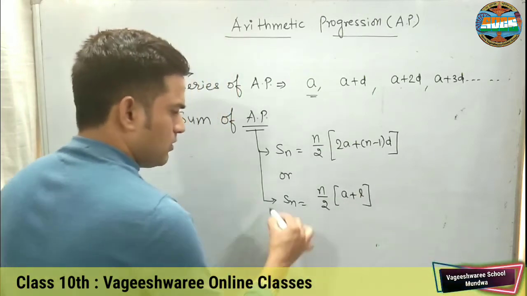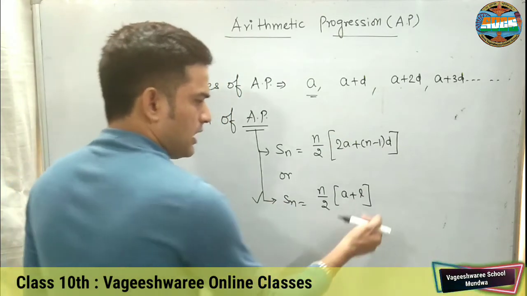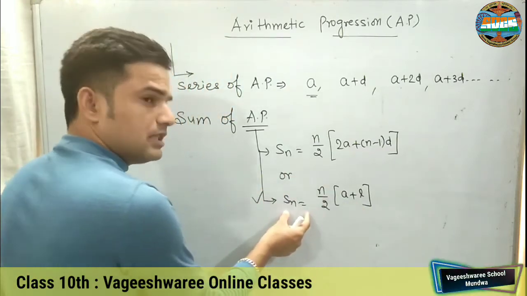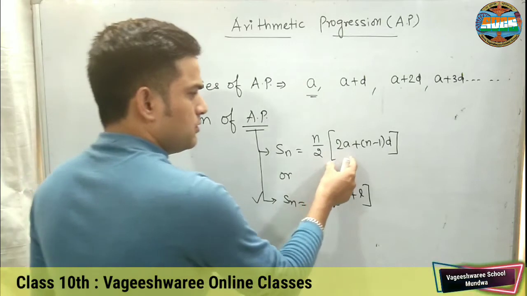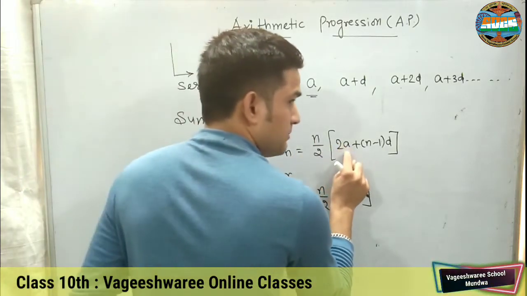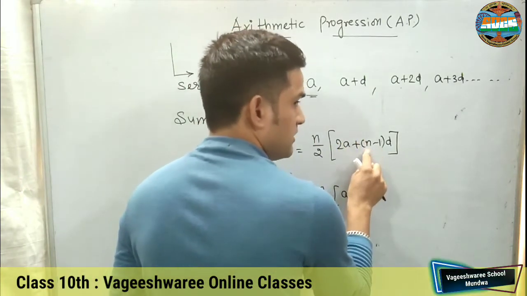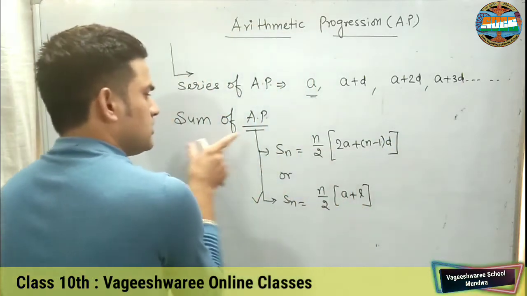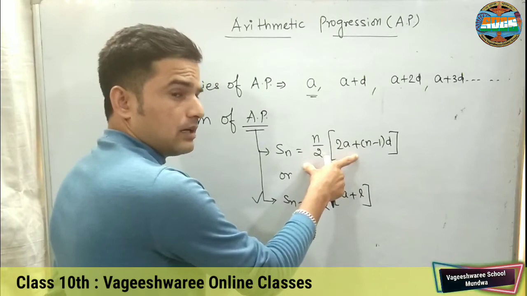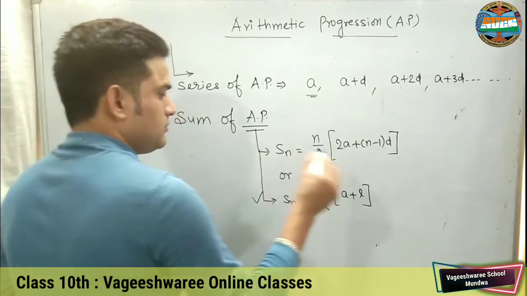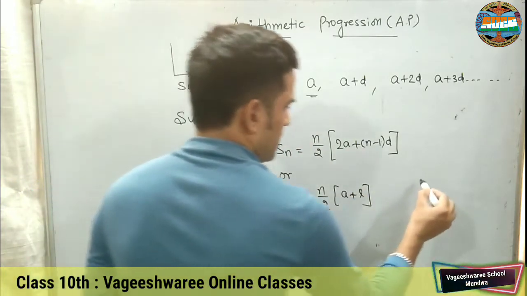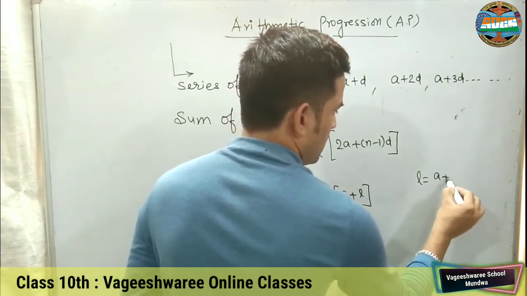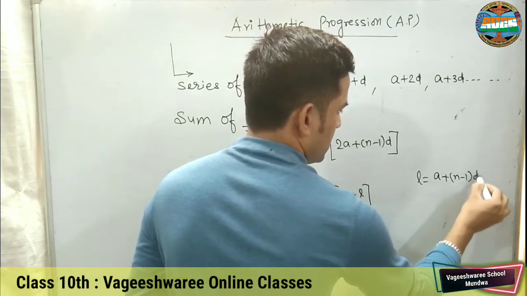We use this when L, A, n are given in the question. Otherwise, when the first term, the number of terms and the common difference are given, we find the sum of the AP according to the other formula. So L is the last term. We know about this formula, A plus n minus 1 multiplied by d.